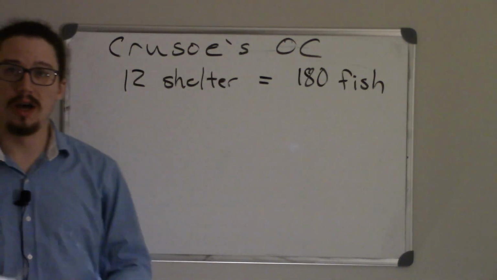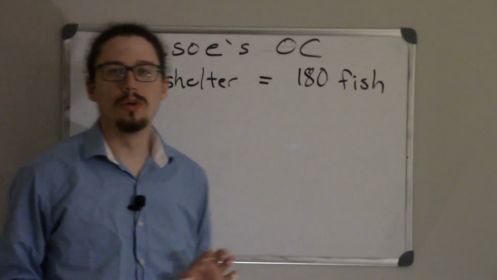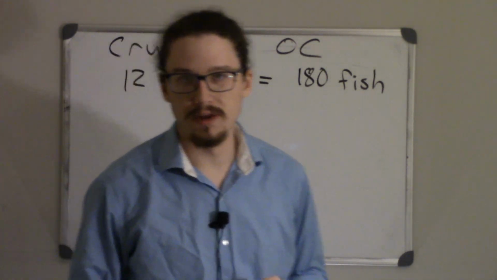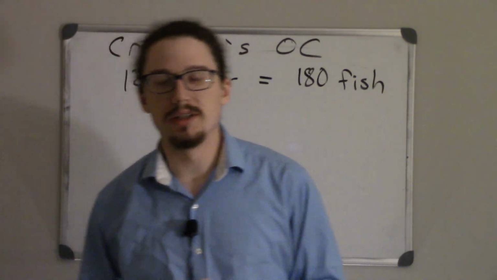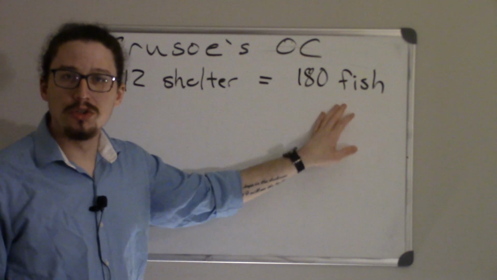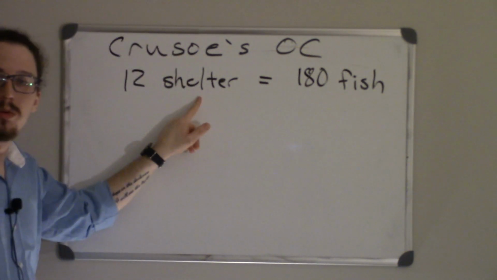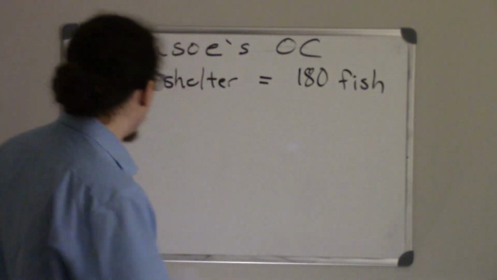So we can set up this equality that in terms of units of labor, 12 shelter is equal to 180 fish. So what we want to do in order to find these opportunity costs is to see, well, how many units of fish is Crusoe giving up in order to make 1 unit of shelter? And vice versa.